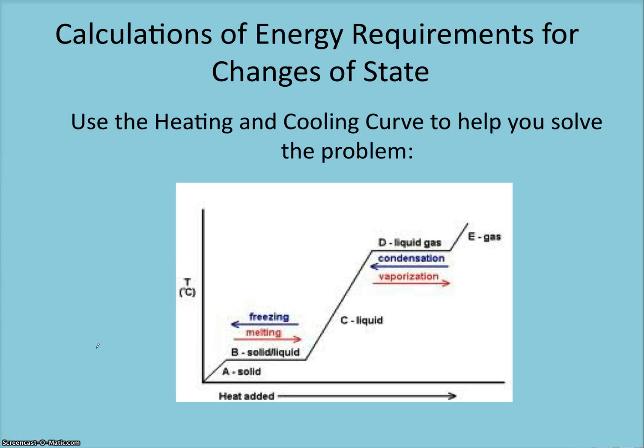Hi, today we're going to learn how to do these complex calculations for the energy requirements for changes of state. In order to be successful doing these problems, you need to make sure you're aware of where you are on the heating and cooling curve as you go to solve the problem. For example, are you here on the flat part where it's a phase change and the temperature is not changing? Or are you here on the sloped part where you have a beginning and ending temperature?